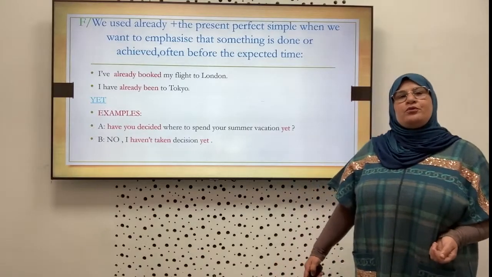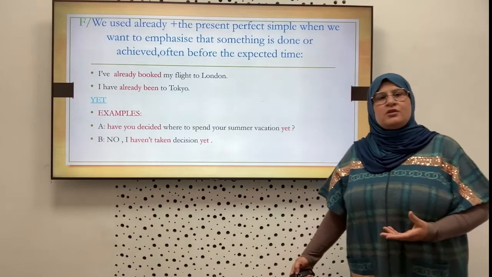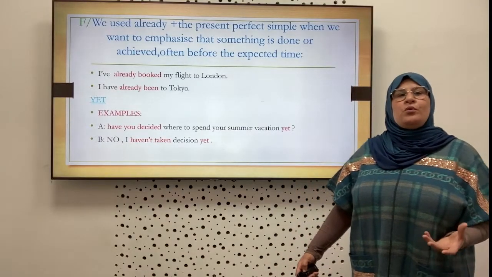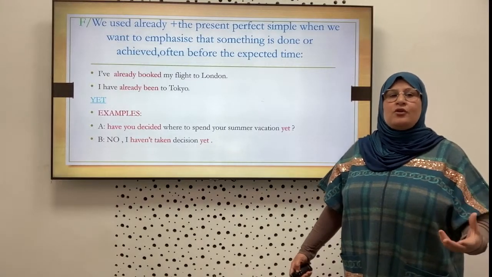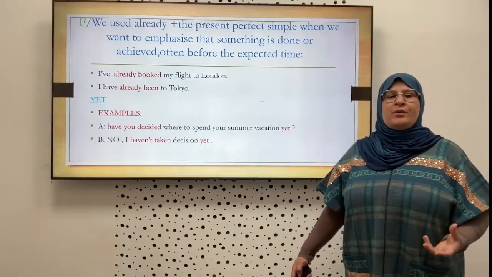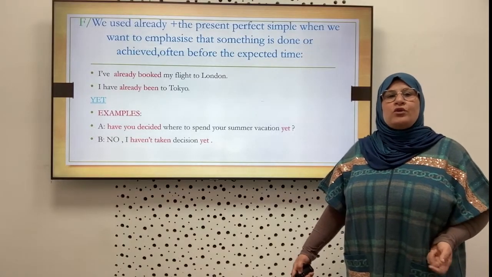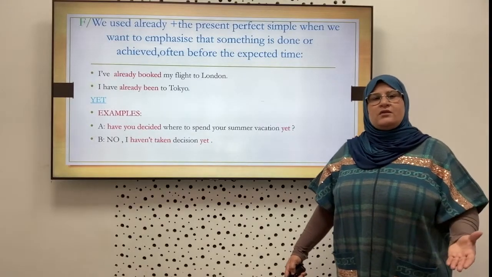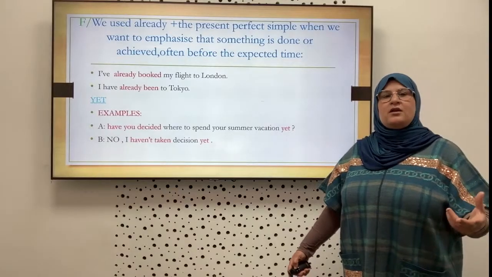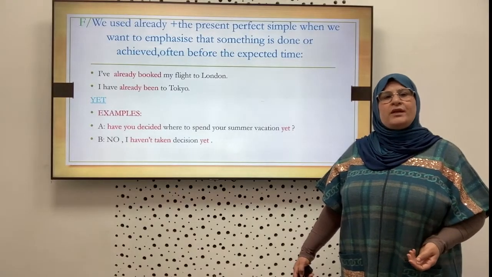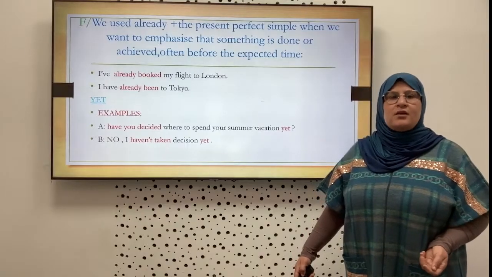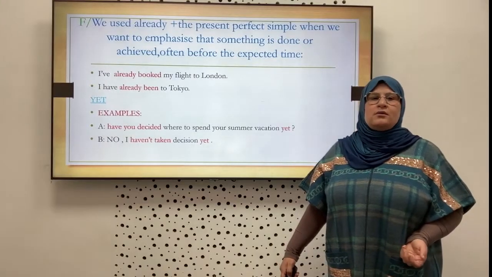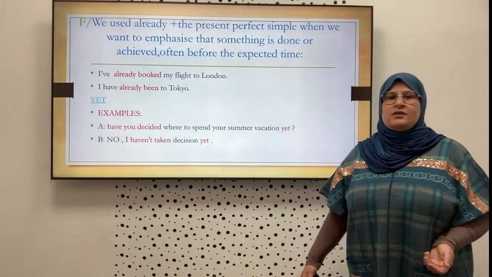Also, we can use the present perfect with the time expression or signal word already plus the present perfect simple when we want to emphasize that something is done or achieved, often before the expected time. For example, I've already booked my flight to London and I have already been to Tokyo. So these events are done in unexpected time. Also, we can use the present perfect with the signal word yet. For example, A: Have you decided where to spend your summer vacation yet? B: No, I haven't taken this decision yet.